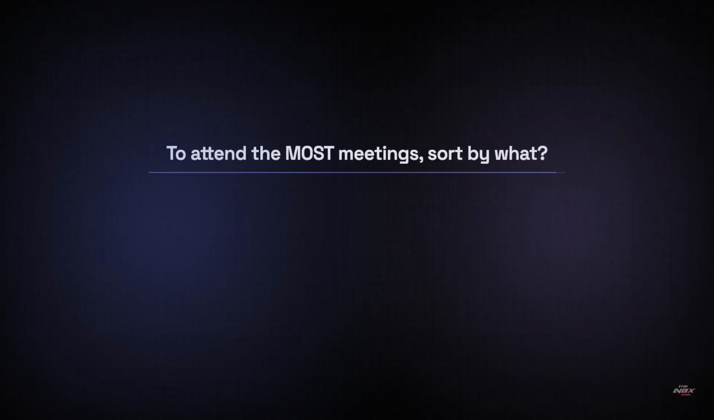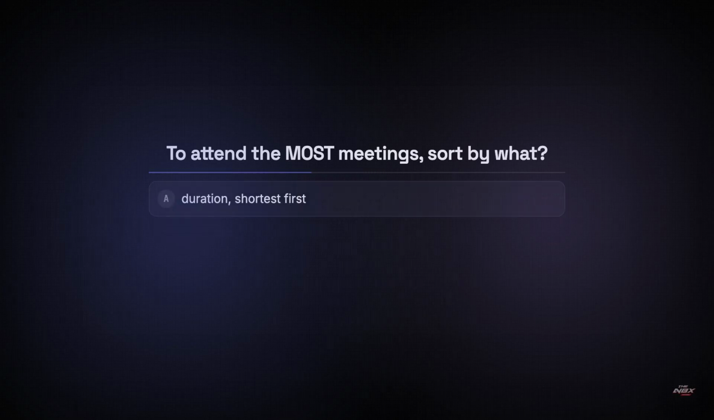So here is the question the whole pattern turns on. Sorting by start time just cost us a meeting. What should we sort by instead, to attend as many as possible? By how long each meeting lasts, shortest first. Or by end time, earliest finisher first. Have a think, and pause the video if you would like a moment.